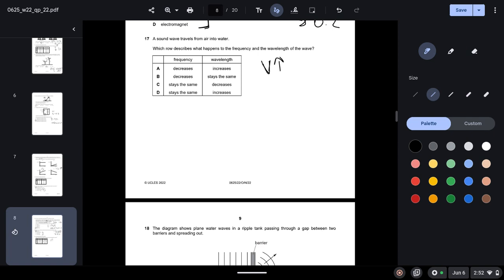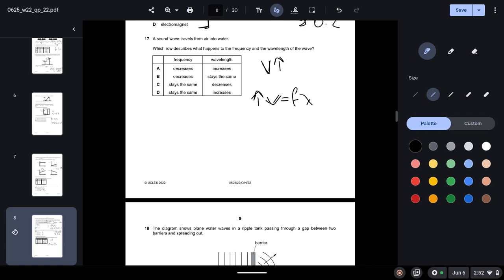And we know the formula for any wave is v equals f lambda. So as the velocity goes up, either the frequency will increase or the wavelength will increase. So when you go through the options, you should look for the option in which either one of them is increasing and the other one stays the same, or both of them are increasing, because only then the velocity will increase.